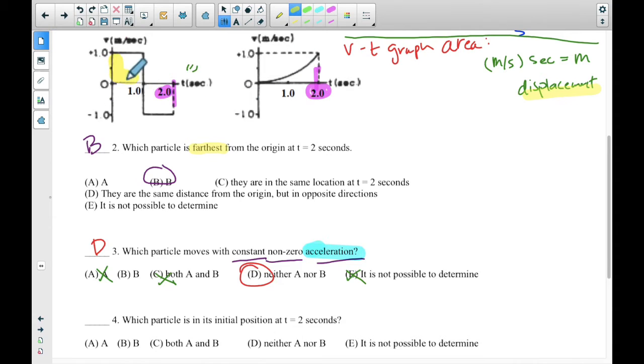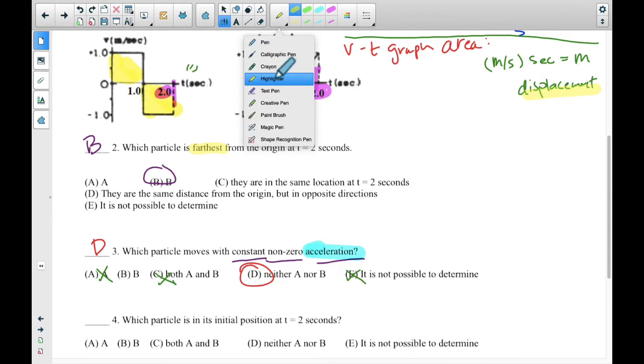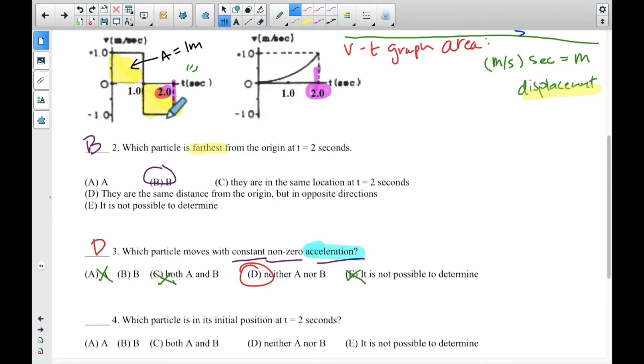Well, that's what we were saying a minute ago, that this is a positive one and this is a negative one. And so this one has an area of 1 meter. This has an area of negative 1 meter. And so the object has gone forward 1 meter and then backward 1 meter. So it's landing back in the same place. So the one that's in its initial position is option A.